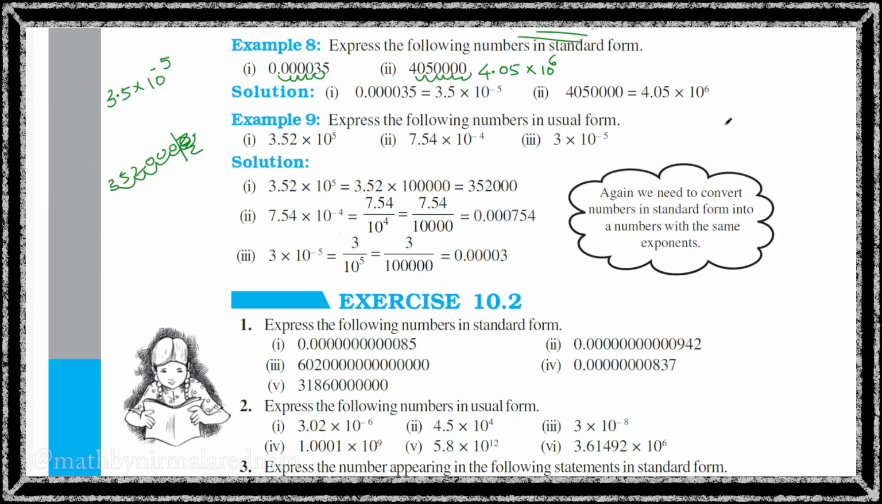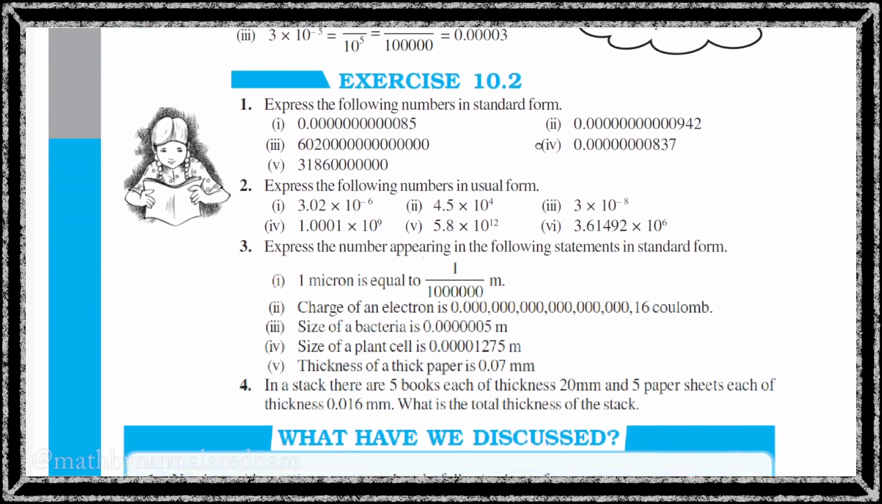Here I have 7, 5, 4, put some zeros before the number, and from here I am going 4 places, 1, 2, 3, 4. So I have 0.000754. So that is my answer. Here again I have put a few zeros, and from here I am going to move 5 places, 1, 2, 3, 4, 5. So I have 0.00003. Correct? So that is how you get the usual form from the standard form.